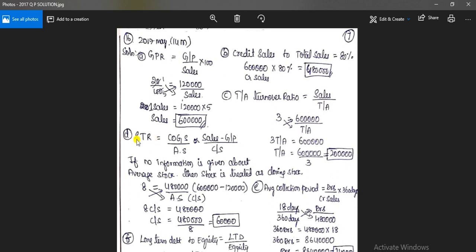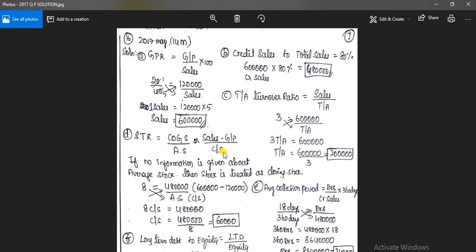Next ratio is stock turnover ratio. The stock turnover ratio is equal to cost of goods sold divided by average stock. This is the formula. Now cost of goods sold is not given directly in the problem, so we can calculate it as sales minus GP, divided by closing stock. Why have I taken closing stock here? Because in the problem they did not specify the opening and closing stock.